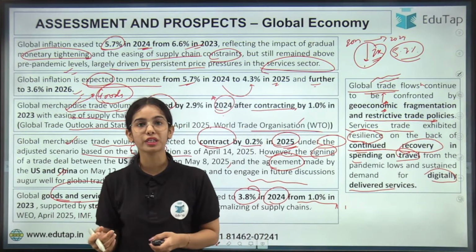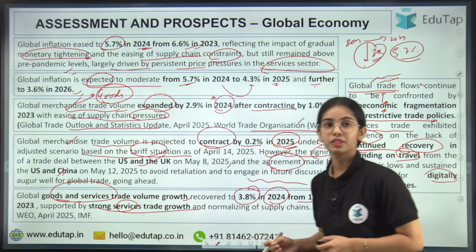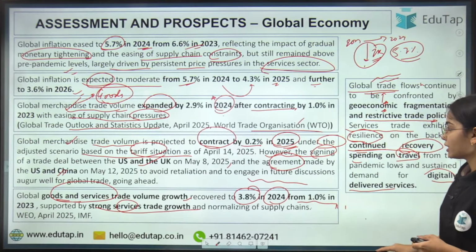Now coming to the next point. So now we are going to the next point.